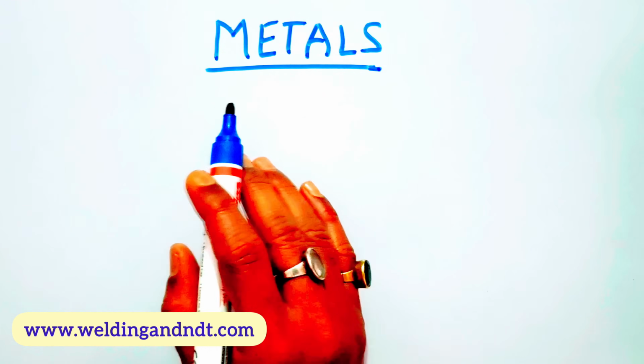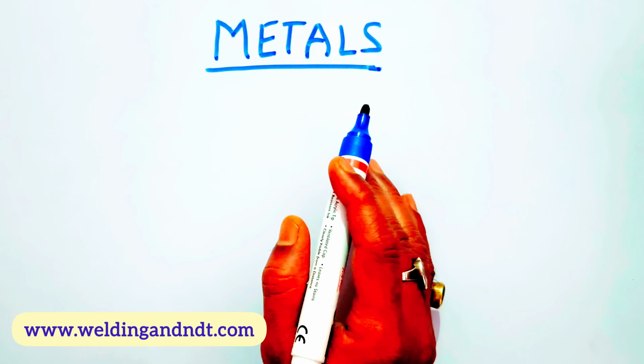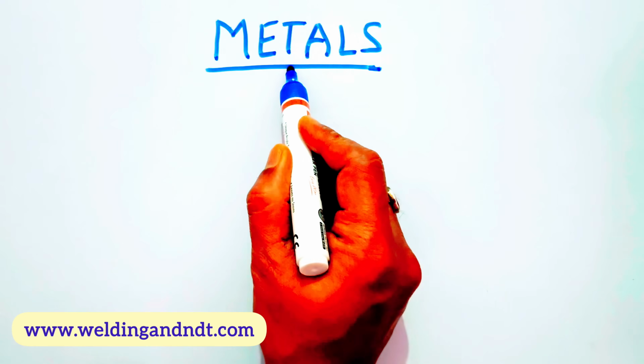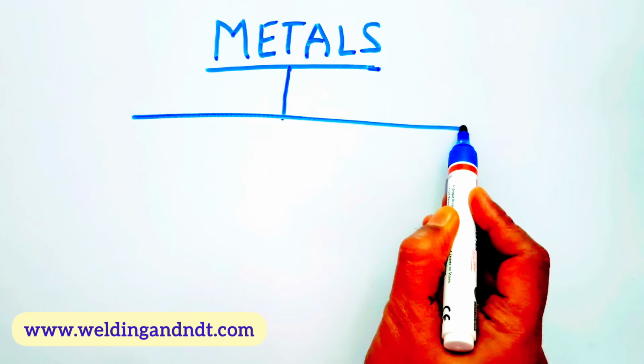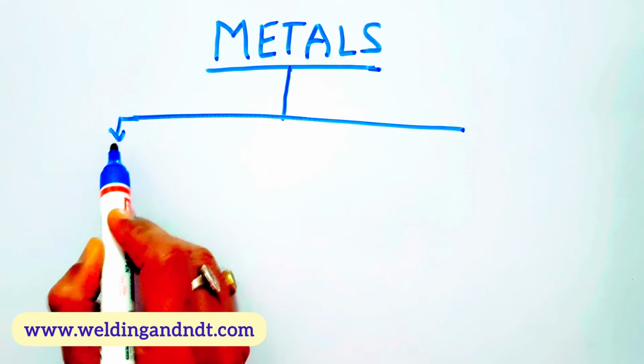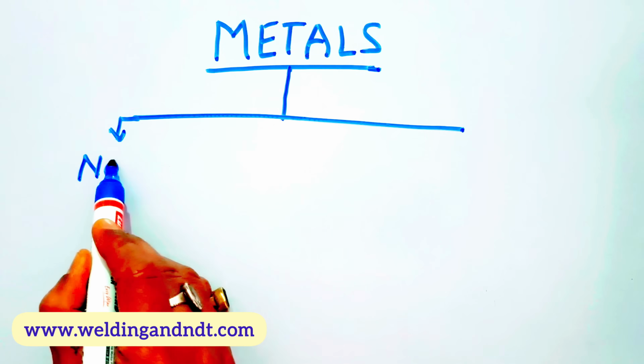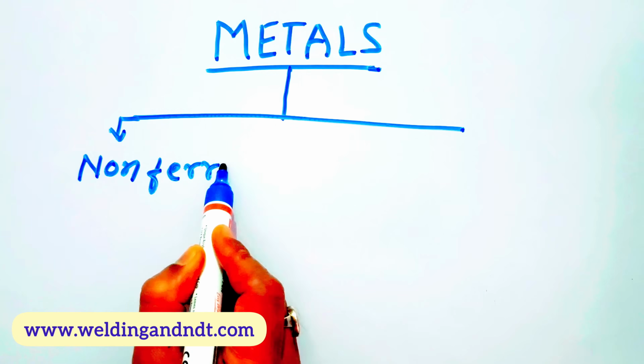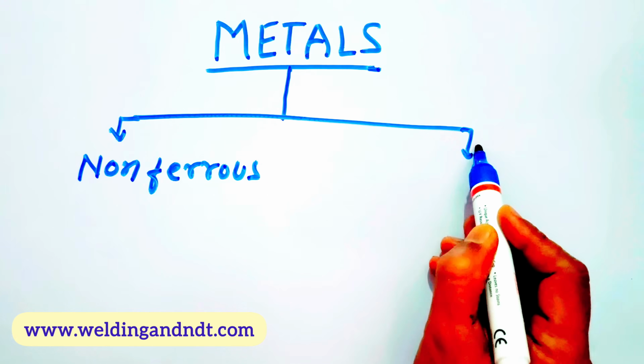Today in this video we'll learn about the classification of metals. See, metals are initially classified into two types. The first one is the ferrous and the second one is the non-ferrous. So I'll write it down. First one here I'll write it down, non-ferrous, and the second one is the ferrous metal.